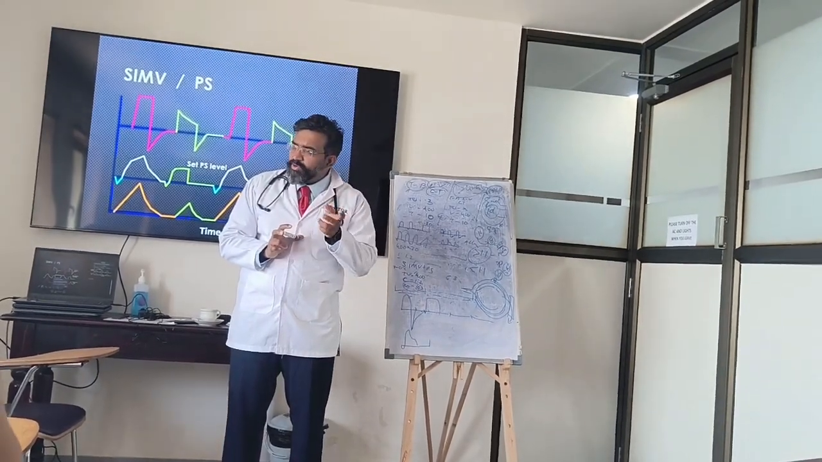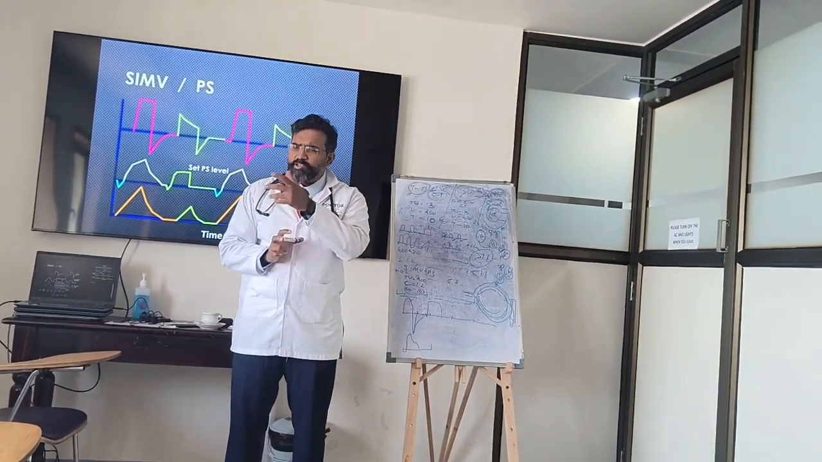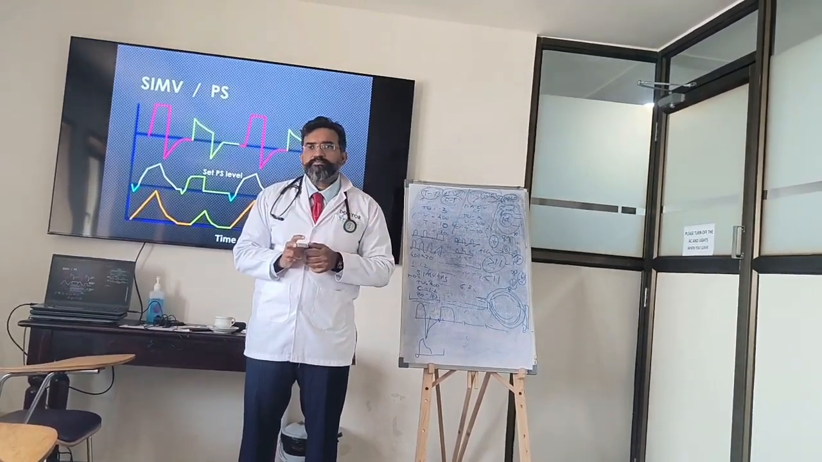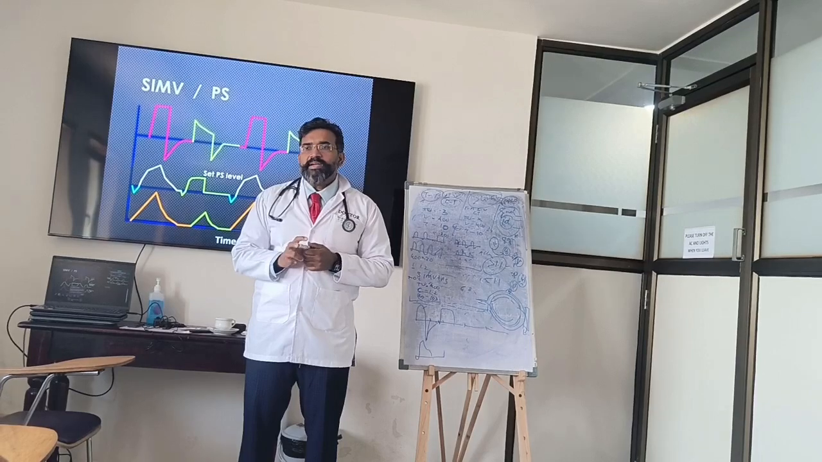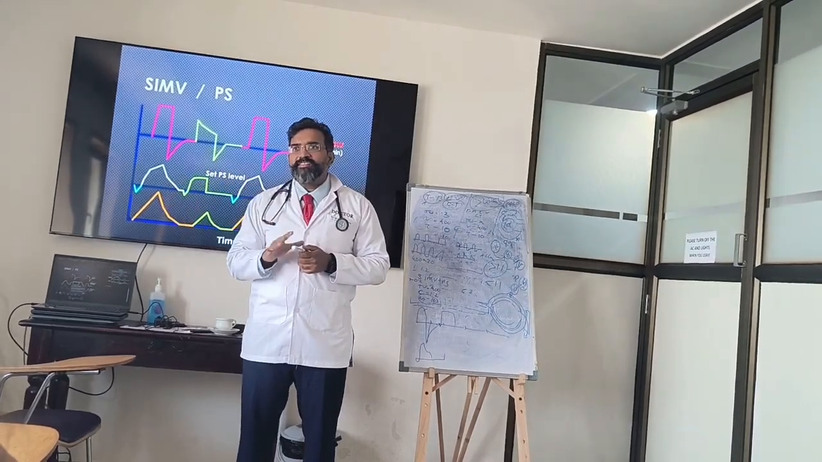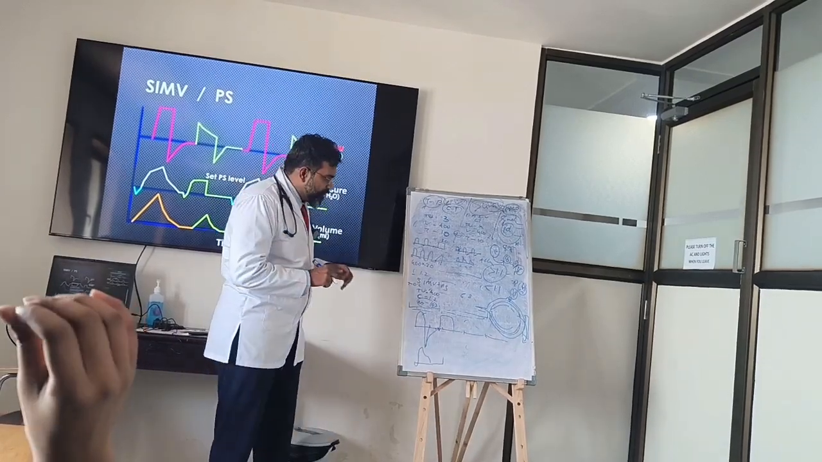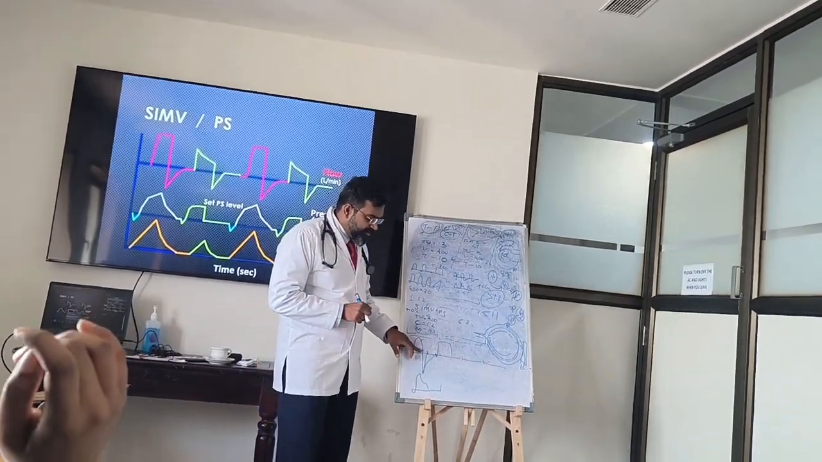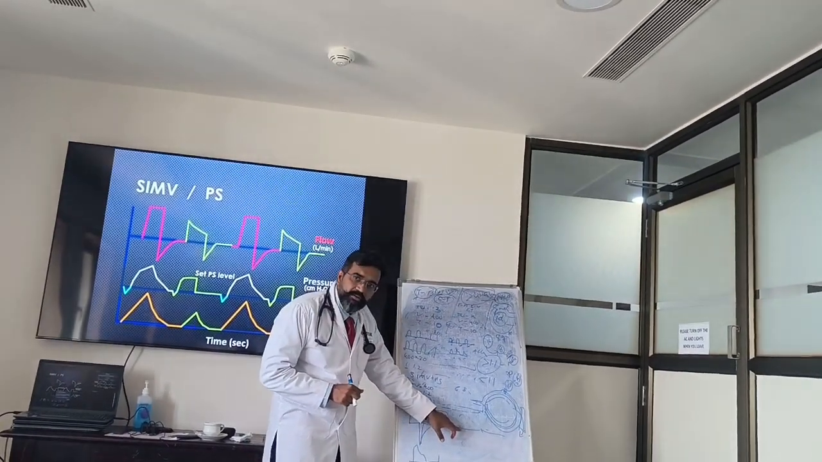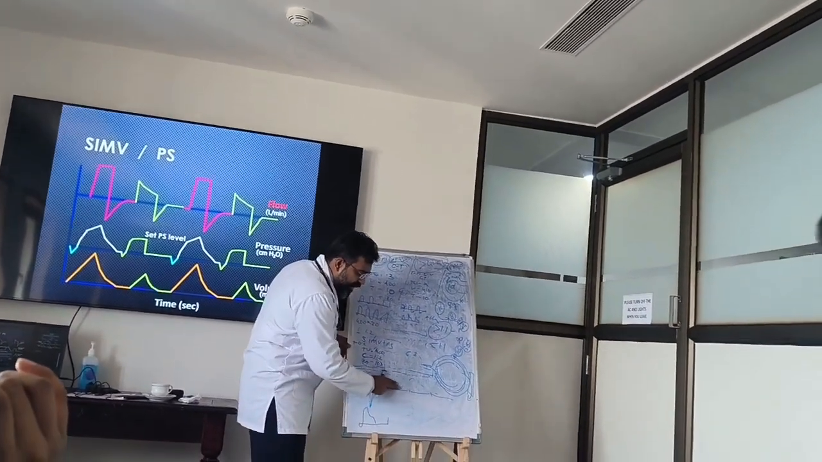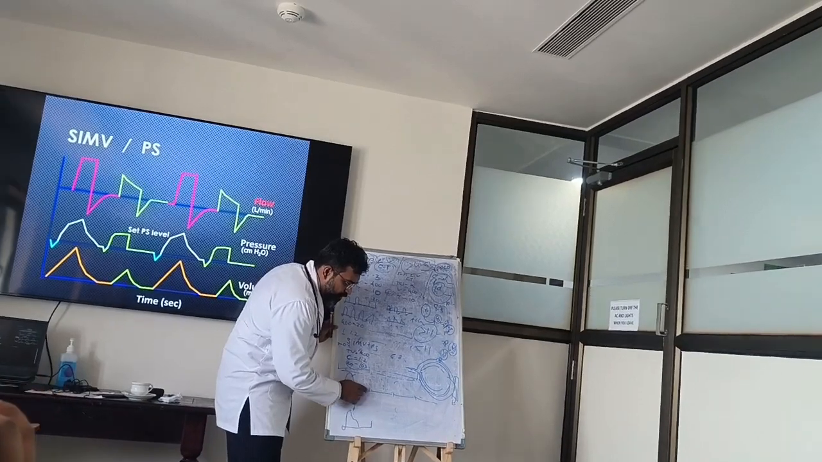So SIMV window and pressure support window. There is no pressure support. There is SIMV window. Okay? So window is decided by what? By an algorithm from the ventilator. Achha, so certain ventilators, what happens is after the SIMV breath is delivered, it will have this become longer. It will vary. This window period where the patient can trigger will become longer.